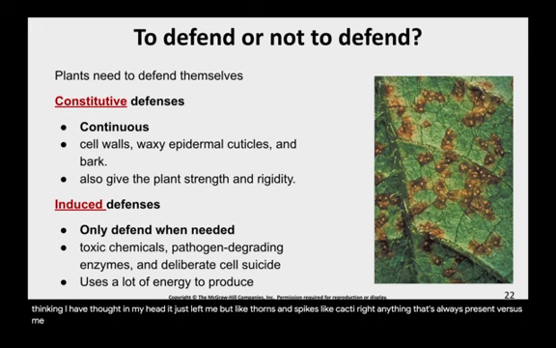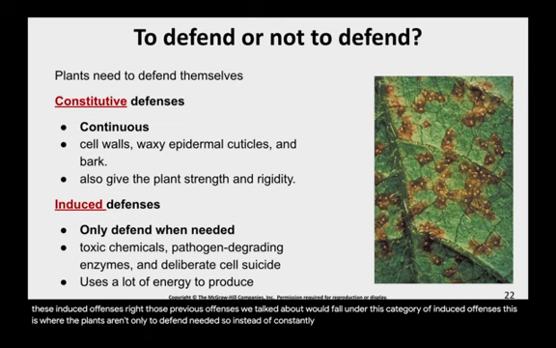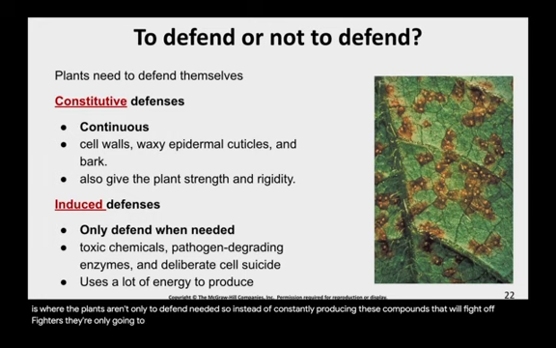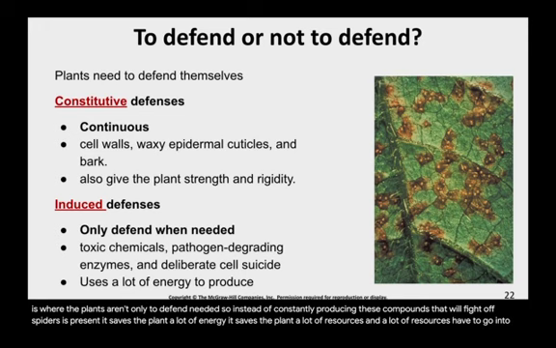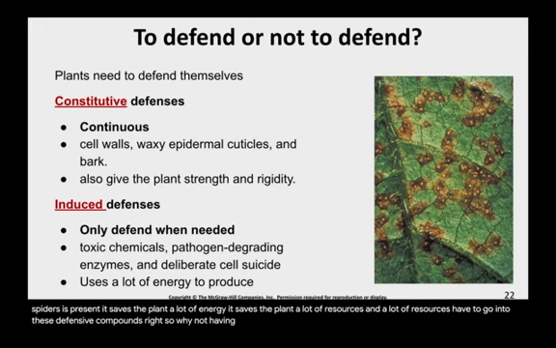Versus these induced defenses, right? Those previous defenses we talked about would fall under this category of induced defenses. This is where the plants only defend when it's needed. So instead of constantly producing these compounds that will fight off viruses, they're only going to produce those compounds when a virus is present. It saves the plant a lot of energy and a lot of resources. A lot of resources have to go into these defensive compounds, so by not having to always produce them, it saves the plant a lot of that precious time, energy, and resources.